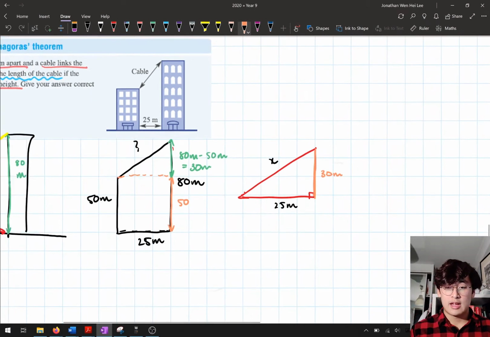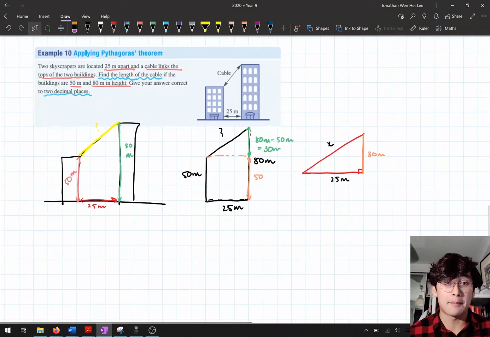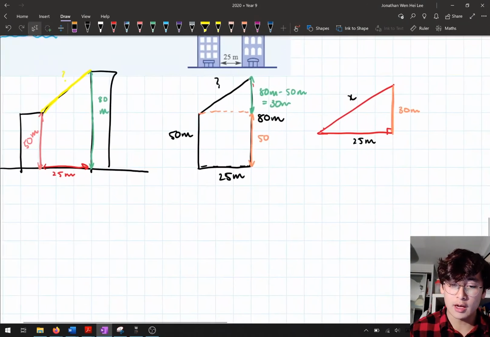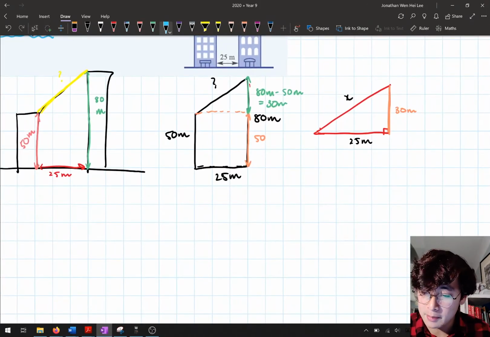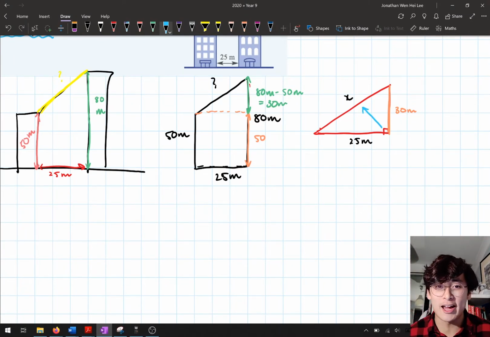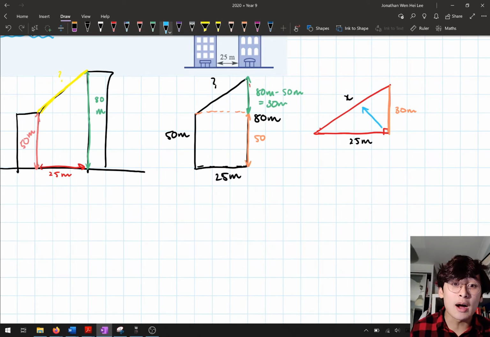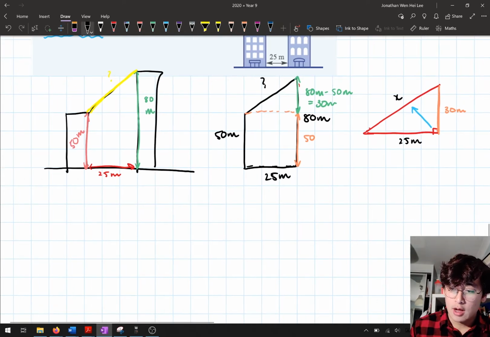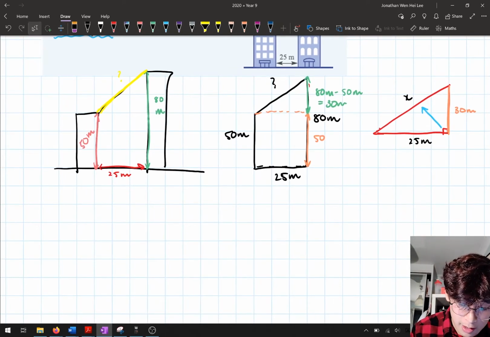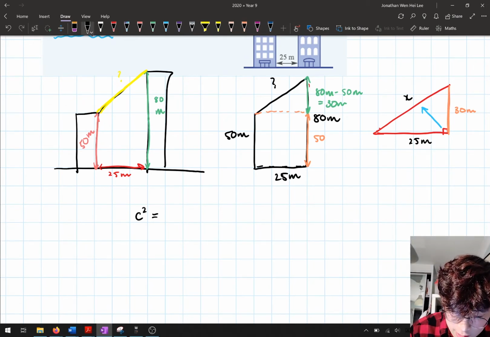Okay, cool. Now that I've got that, I'm going to apply Pythagoras' theorem. Here, I'm going to check I've got my missing side. Is that my hypotenuse? My hypotenuse is directly opposite my right angle, and yes, my X is my hypotenuse. So here, I'm just going to write Pythagoras' theorem. C squared is equal to A squared plus B squared.